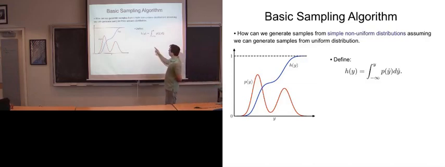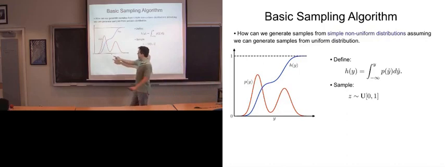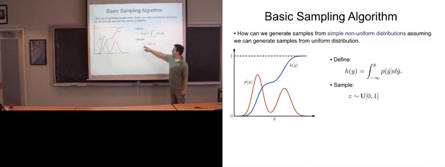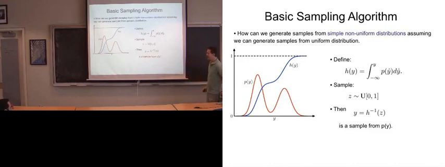So what we can do is we can define the cumulative distribution function. Right? So let's say this is what we're trying to get a sample from. You can construct a CDF. You can sample Z from uniform, and then just invert the function back. In this case, Y is going to be a sample from P. Right? So problem solved. Is that right?